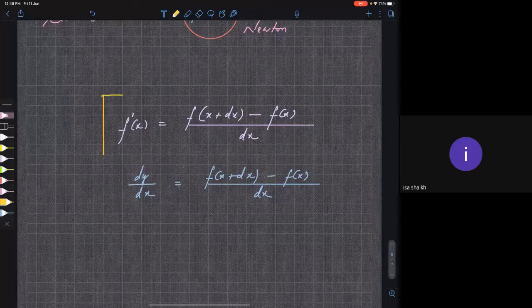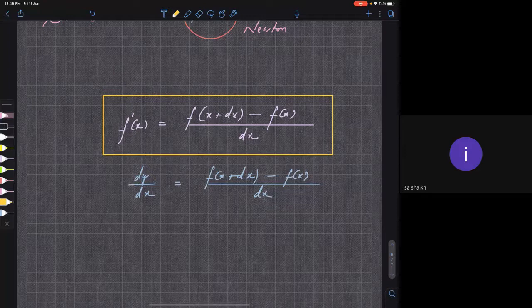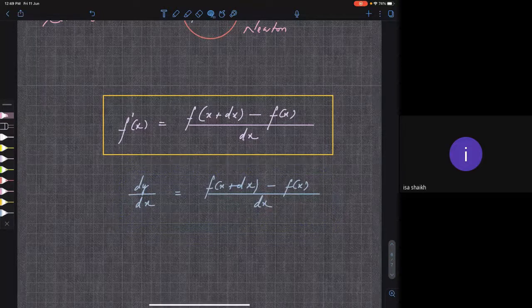So these are actually extremely wonderful things. Don't worry. Sir, is there any difference between f dash of x or dy by dx? No. They are just different notations. Notation is different. That's all. See, it's like different languages. That's all. You're getting my point. They mean the same thing.